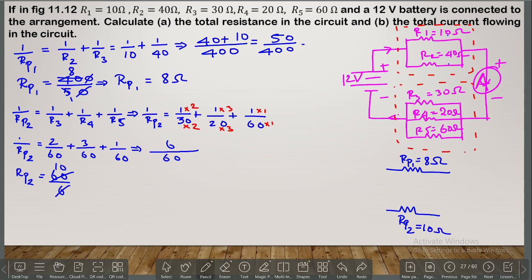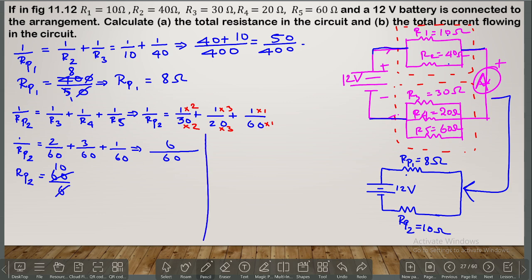So these three resistors have been combined, and we got a single resistor Rp2 of 10 ohm. Now this end is connected over here, and these two ends are connected to the battery. The overall circuit has been simplified like this. Now look at the final combination. Is it series or parallel? It's a series, because the end of Rp1 is connected to the end of Rp2.